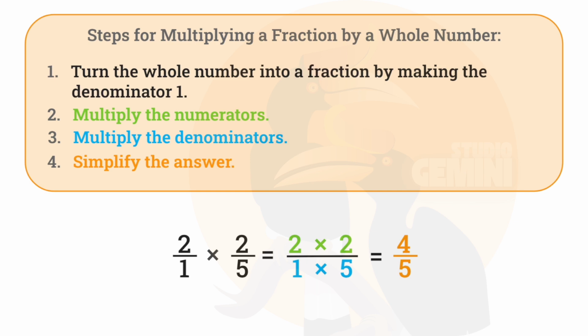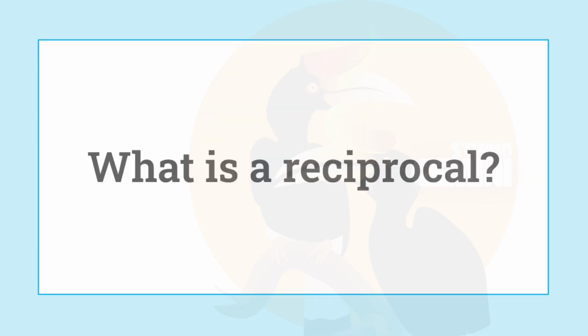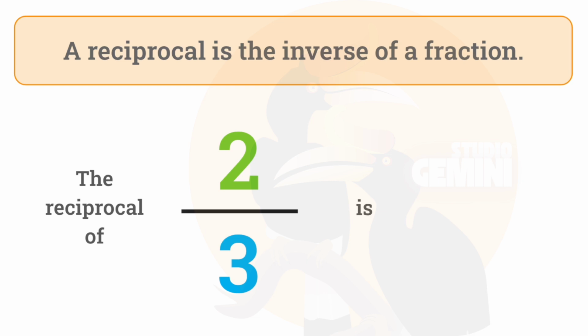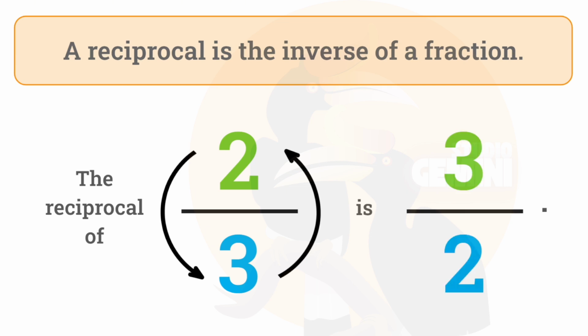Next, we are going to review how to divide fractions. When dividing fractions, you need to use a reciprocal. I bet you're wondering, what is a reciprocal? A reciprocal is the inverse of the original fraction. To find the reciprocal, simply switch the numerator and the denominator. The reciprocal of 2/3 is 3 over 2. That's all there is to it.